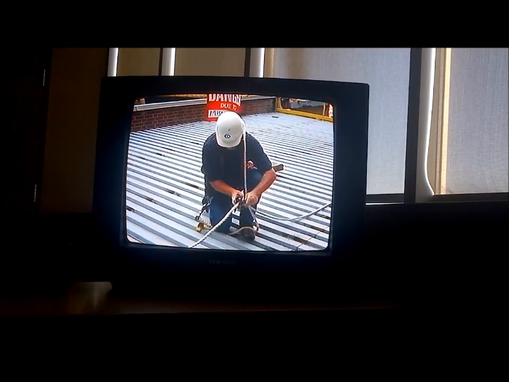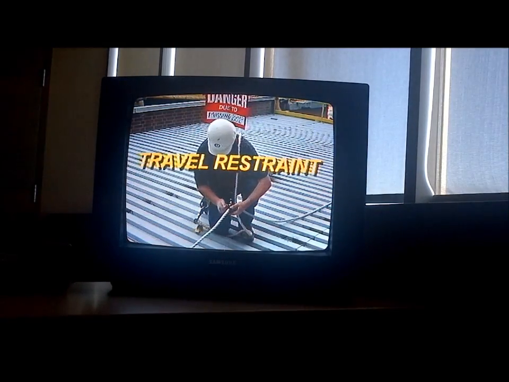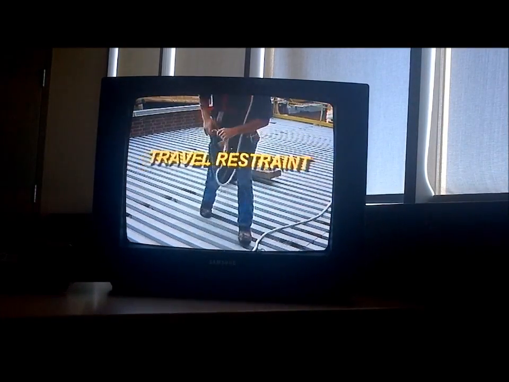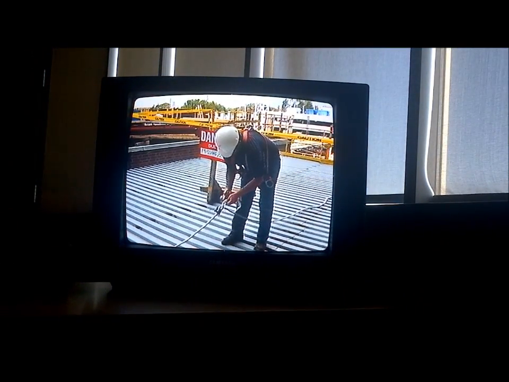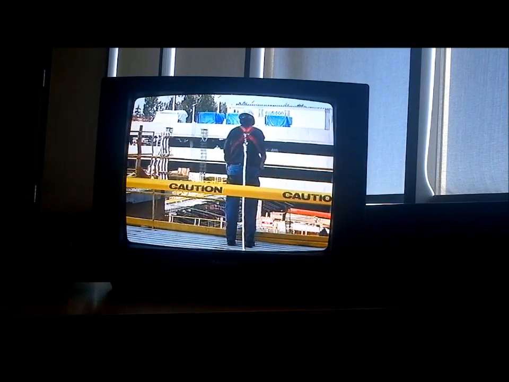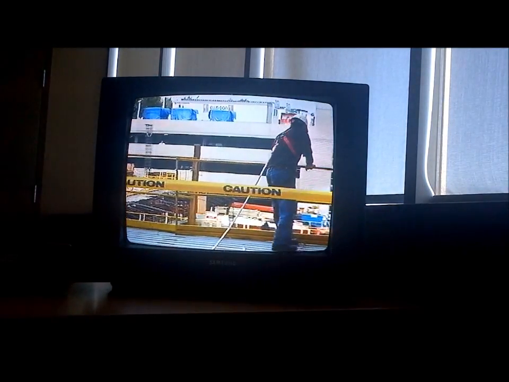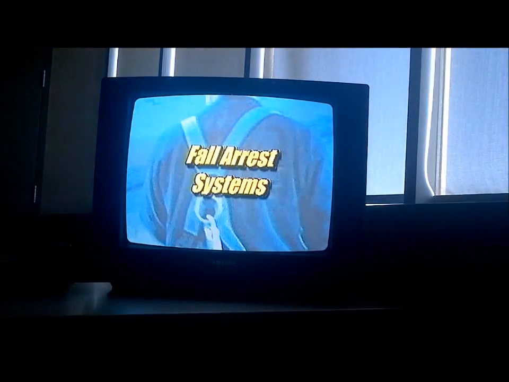When you must work near open edges, a travel restraint system can prevent you from falling. To work properly, the system must be arranged to keep you back from the fall hazard area. This may require continual adjustment of the rope grab to allow free movement and travel. When fall prevention is not practical, you must use a fall arrest system.